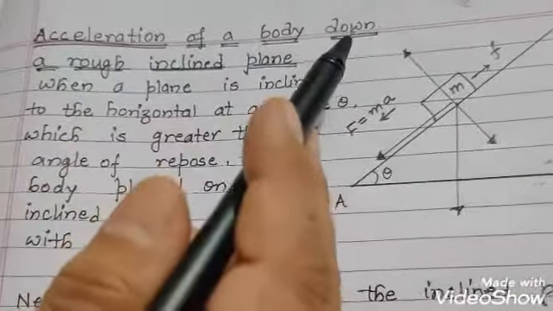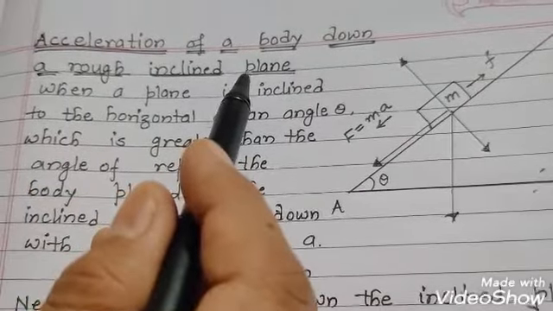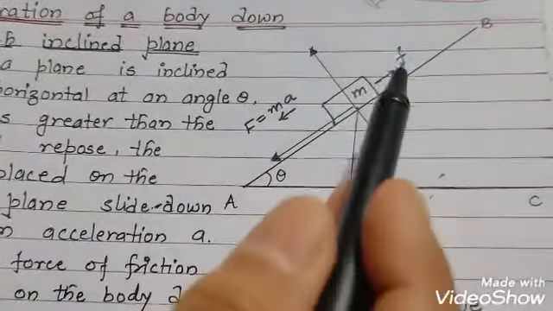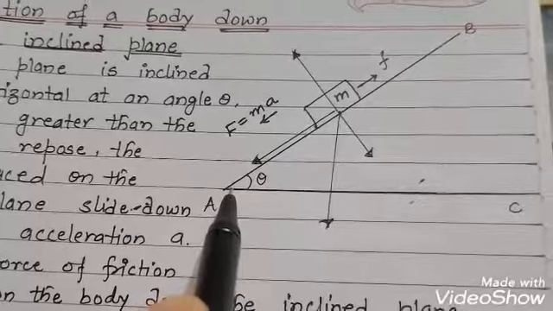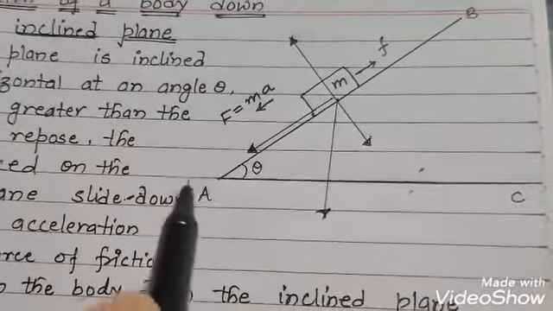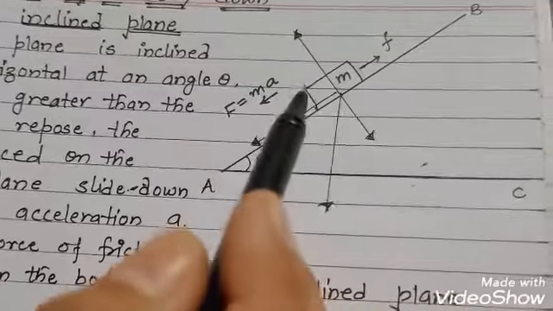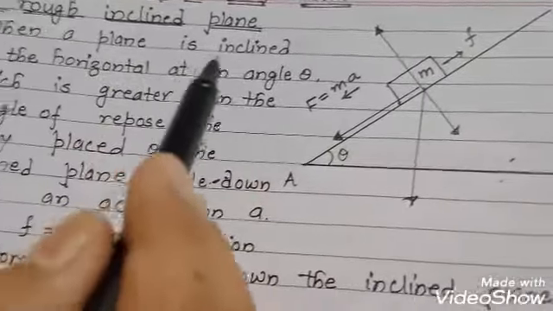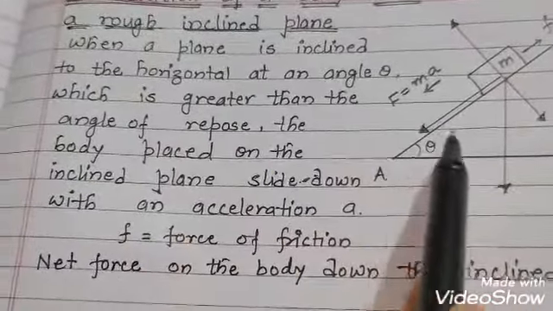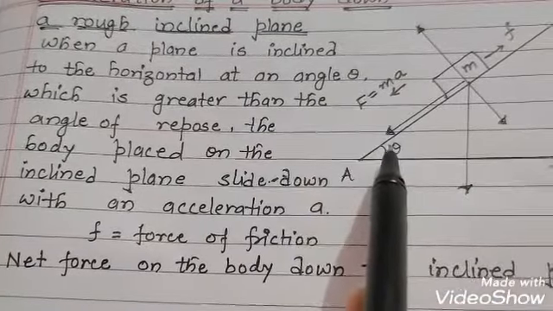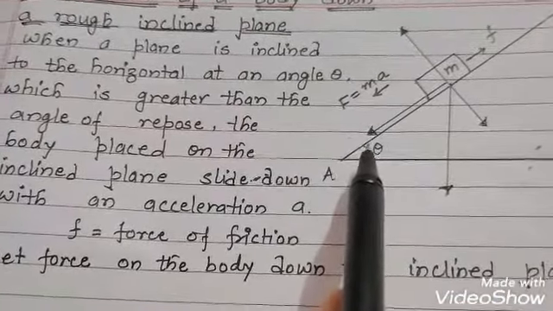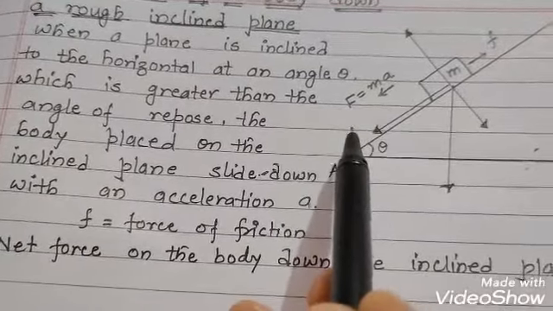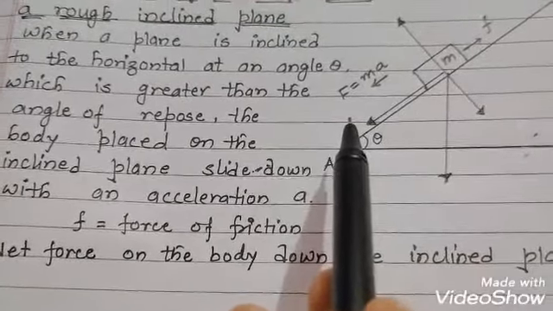Acceleration of body down a rough inclined plane. Here you will see this is an inclined plane AB. The angle of inclination is theta with the horizontal AC. The mass of the block is given here, m, and when a plane is inclined to the horizontal at an angle theta, which is greater than the angle of repose, obviously the mass will start sliding here.